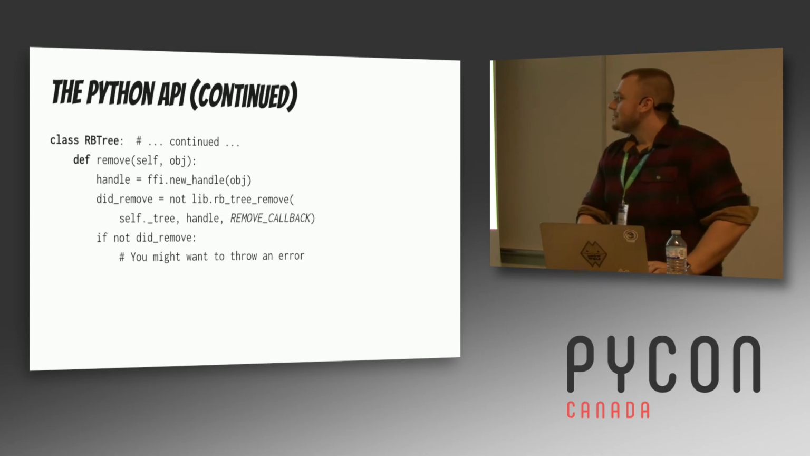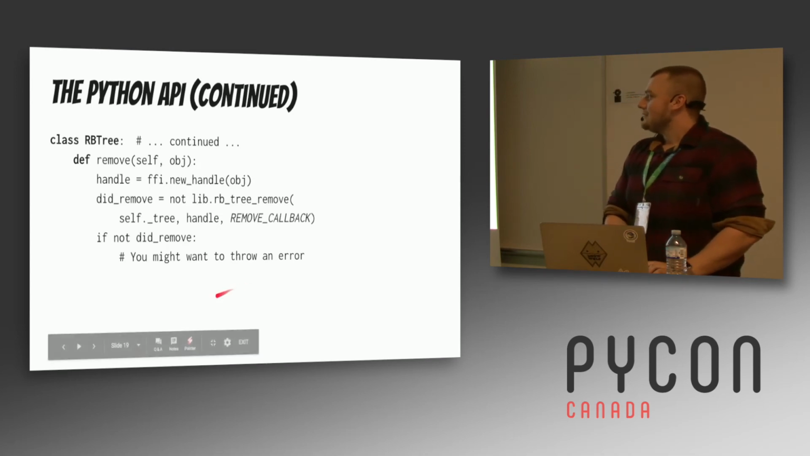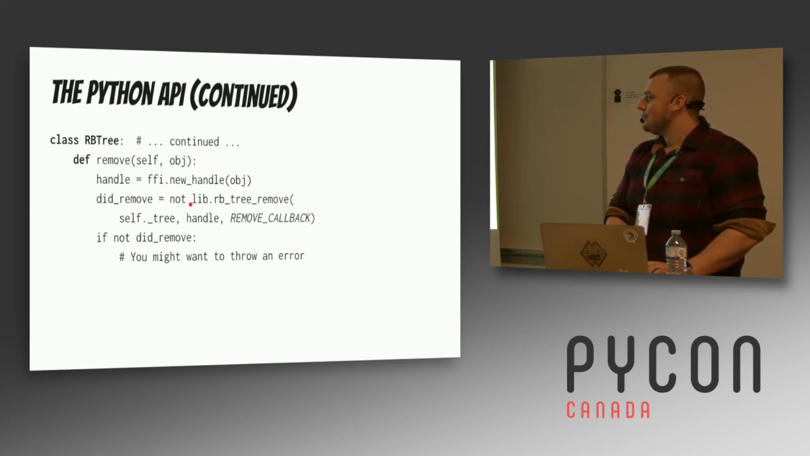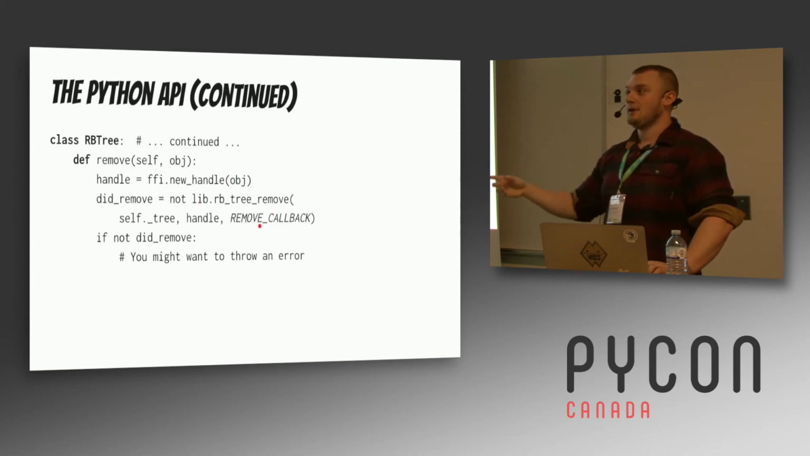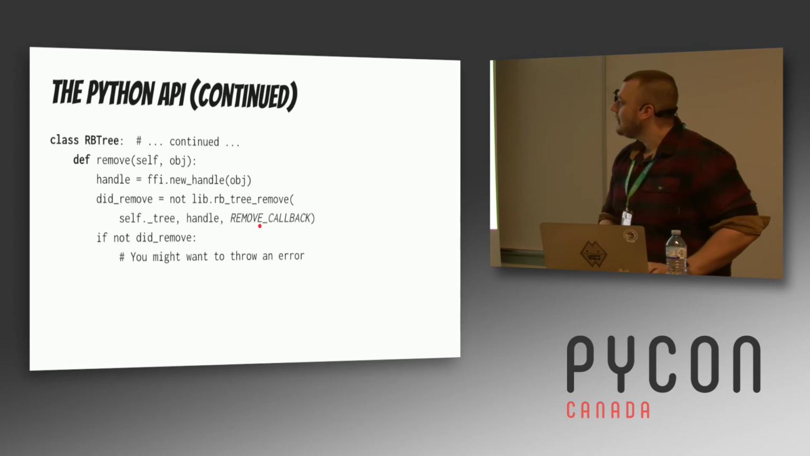Remove is also relatively simple. We just create that handle. So we have this Python object coming in. We're going to get a pointer to it. We're going to call lib.arbitrary_remove with some kind of removal callback that's going to free up that memory, and I'll get into that in just a second.